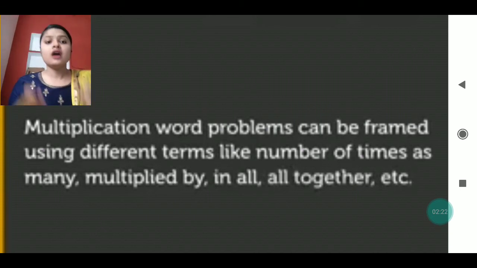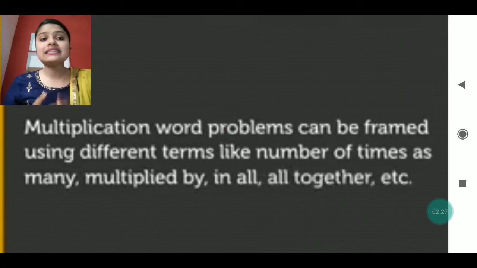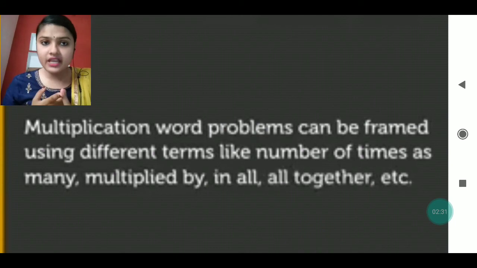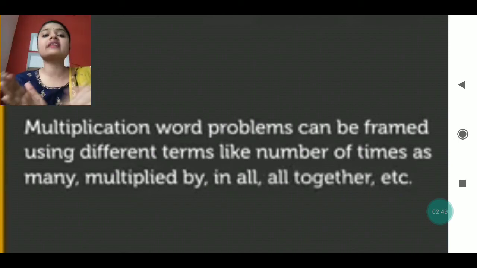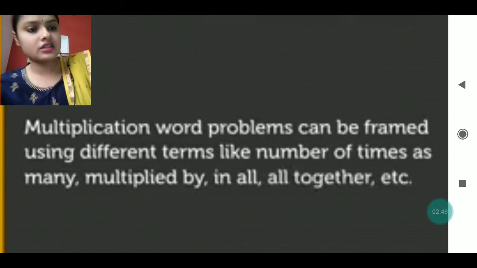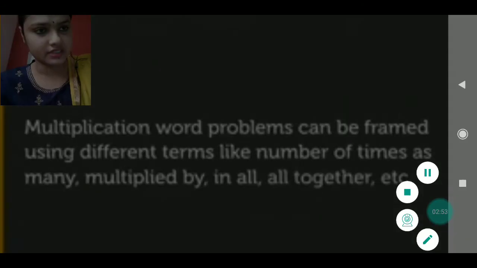Again I'm discussing: a multiplication word problem can be framed using different terms like number of times, as many, multiplied by, in all, altogether. These are some words with the help of which multiplication word problems can be framed. We discussed this in the last video also.